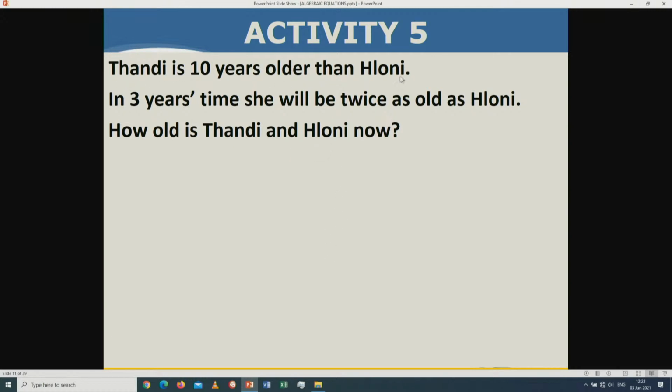Let's revisit the question. Thandi is 10 years older than Hloni. That simply means Hloni's age is less than Thandi's by 10. So in 3 years' time, Thandi will be twice Hloni's age. Now, how old is Thandi and Hloni now? Let's try to set up the equation.